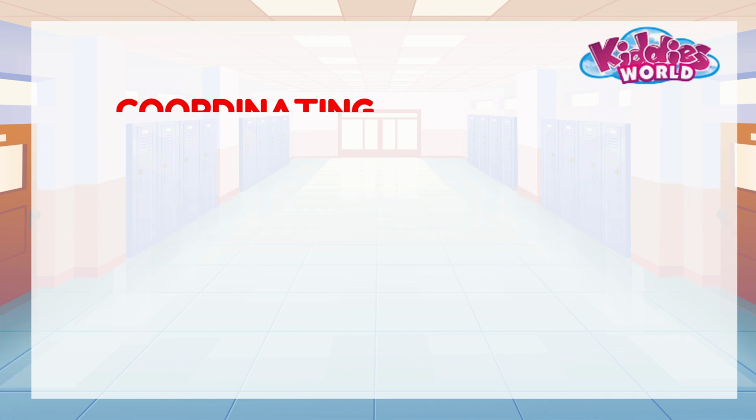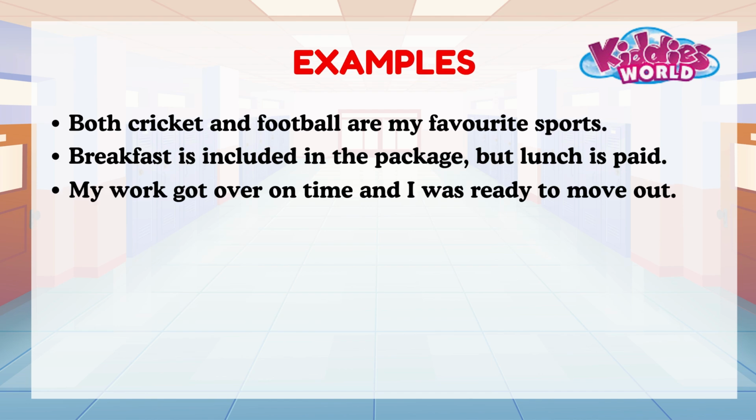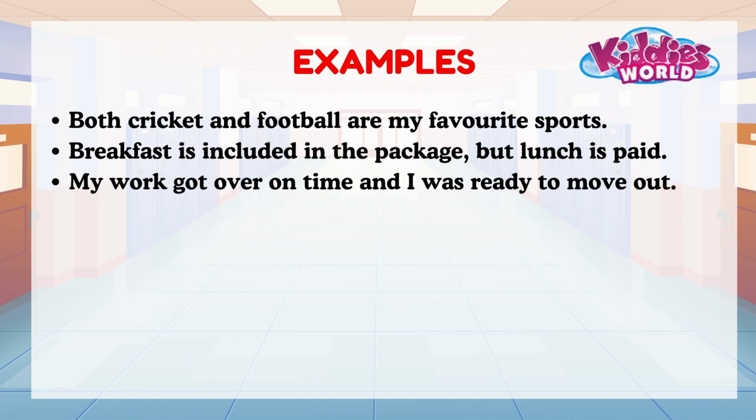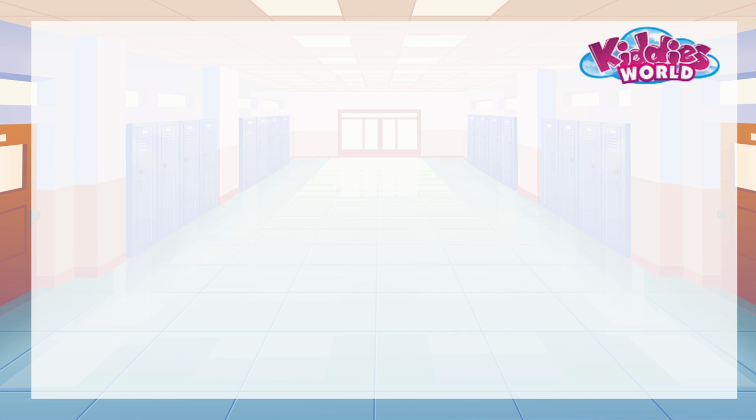Coordinating conjunctions. Coordinating conjunctions join two independent statements or ideas of equal importance. Check the examples. From the example, we can see the words and, but join two ideas or actions in each sentence, showing how conjunctions connect words or clauses.